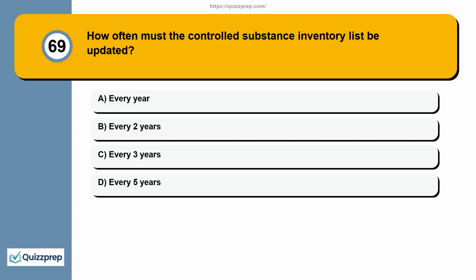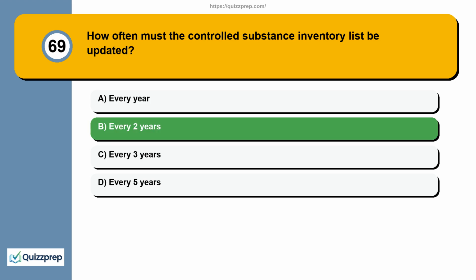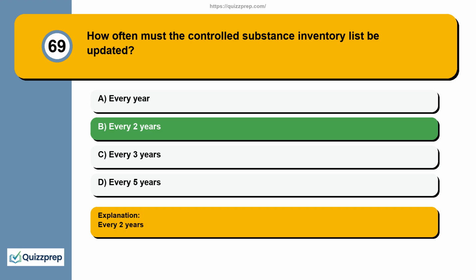How often must the controlled substance inventory list be updated? Option A, every year. Option B, every 2 years. Option C, every 3 years. Option D, every 5 years. The correct answer is option B, every 2 years. Question 70.